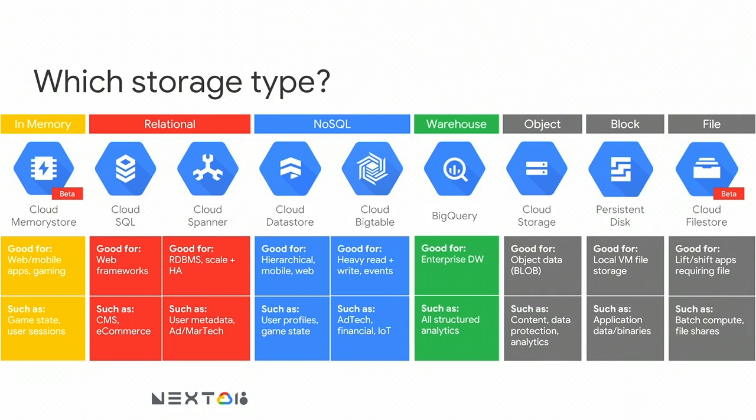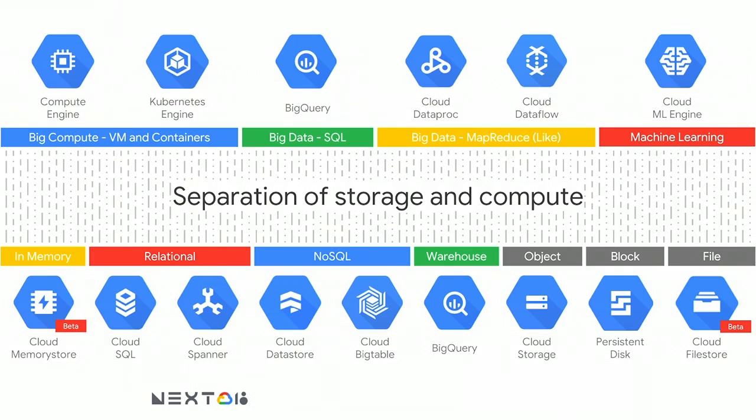So this is the overall portfolio that we have for GCP. I'll start on the right. Object, file, and block products: Cloud Storage, Persistent Disk, Filestore. Our data warehouse product is BigQuery. From the database side, relational and NoSQL: Cloud SQL, Spanner, Datastore, Bigtable. And then for caching in memory, Cloud Memorystore. I'll go through each of these in a bit more detail.